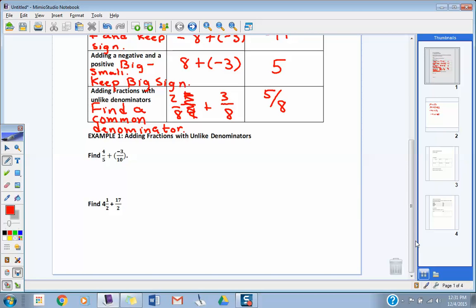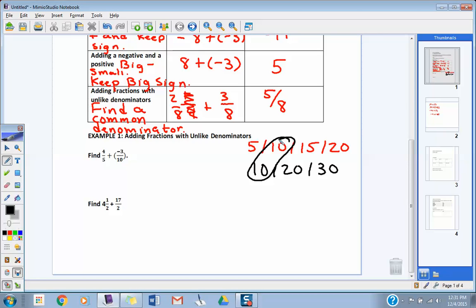If you're not sure of this, start listing your multiples of 5 and multiples of 10. Multiples of 5 would be 5, 10, 15, 20, and so on. What are your multiples of 10 going to be? 10, 20, 30, 40, 50, 60. What's the first number that appears in both lists? 10. So the least common denominator has to be 10. I want to rewrite these fractions with a denominator of 10.